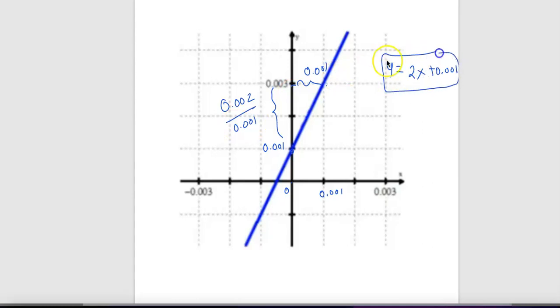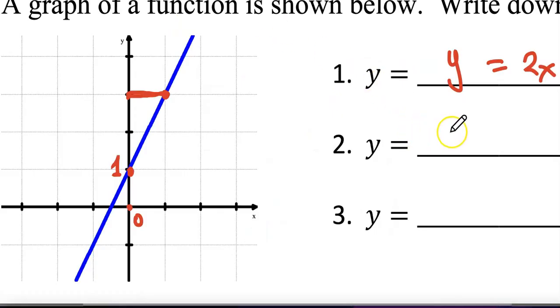So we got the second one also when we zoom in. I will come back and write it over here: y = 2x + 0.001.